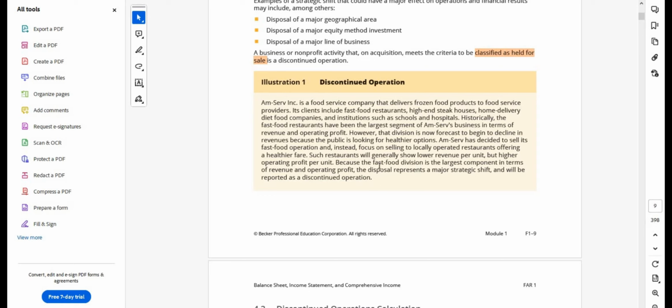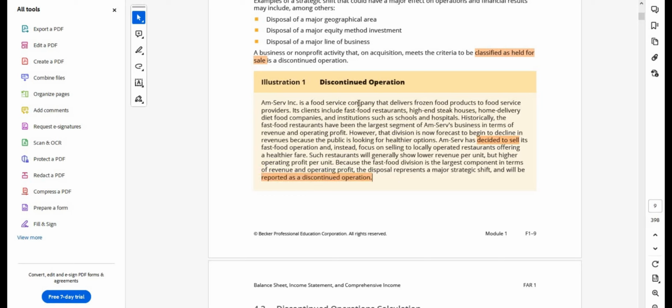Because the fast food division is the largest component in terms of revenue and operating profit, the disposal represents... over here we just have to find two things, that is either it has been sold or it has been decided to sell. See over here M serve has decided to sell, which means we have to report discontinuing operation.